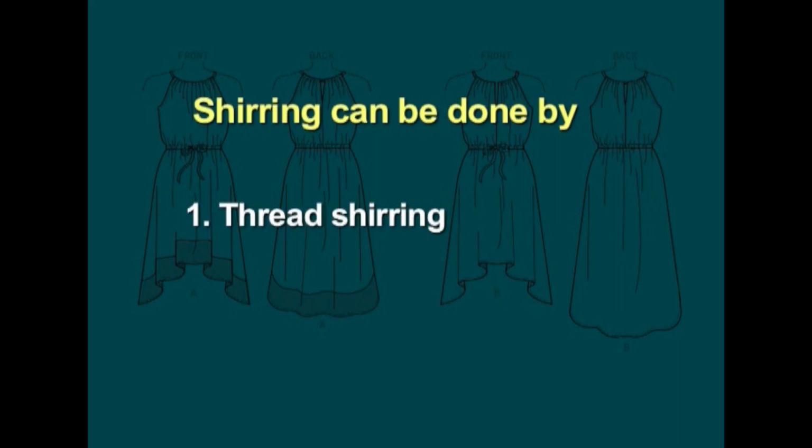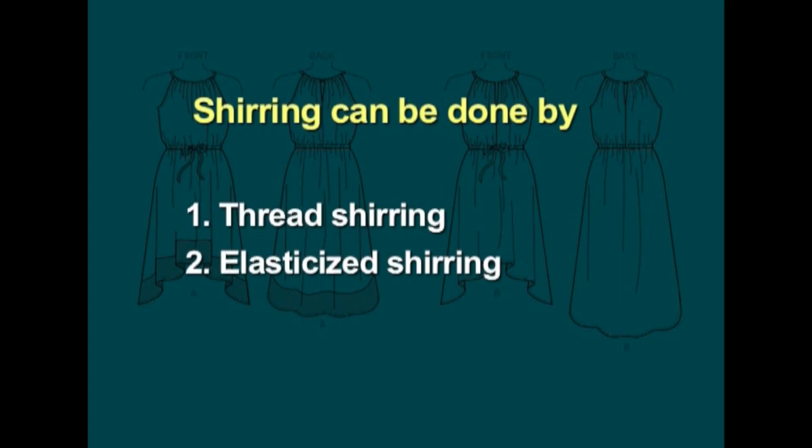One is thread shirring. These are made by a similar procedure of making gathers, but we have more rows here. After making more rows of gathers, pull the bobbin thread of all the rows and distribute the fullness evenly to the exact size that is required. The upper and bobbin thread should be knotted at the back after pulling. And then we have elasticized shirring.